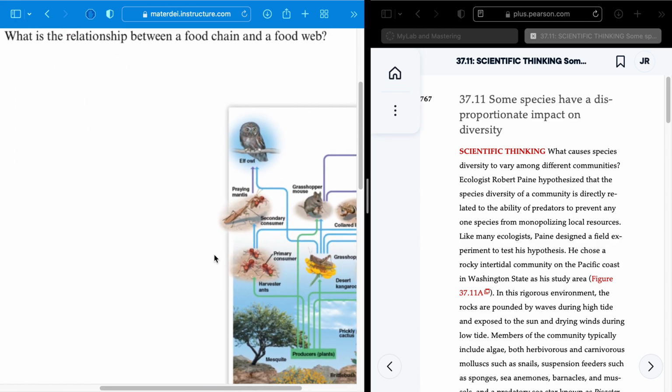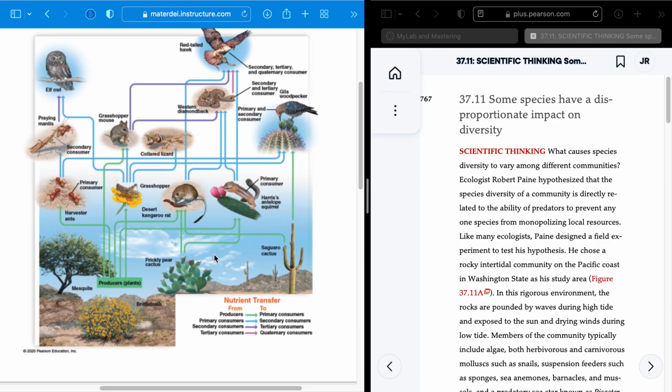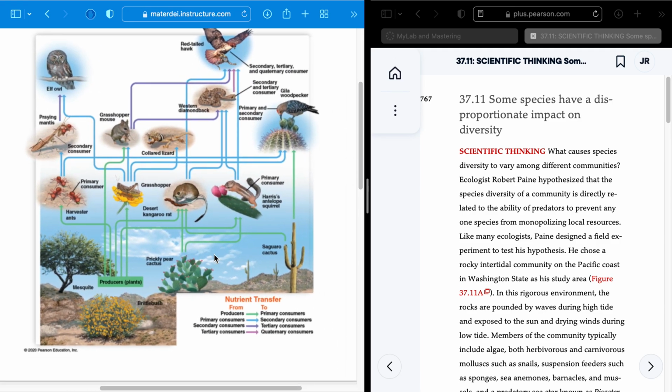16. What's the relationship between a food chain and a food web? They put the food chains in different colors. So you can see that plants can get eaten by this grasshopper. The grasshopper can get eaten by the red-tailed hawk, or by the western diamondback, and the western diamondback could also eat other types of, like, looks like a mouse. It's a kangaroo rat, or maybe even a squirrel or a chipmunk.